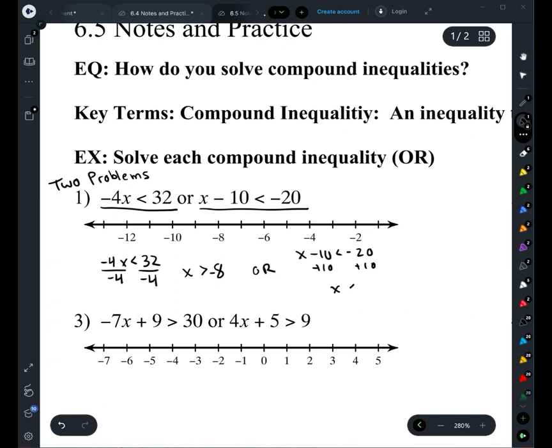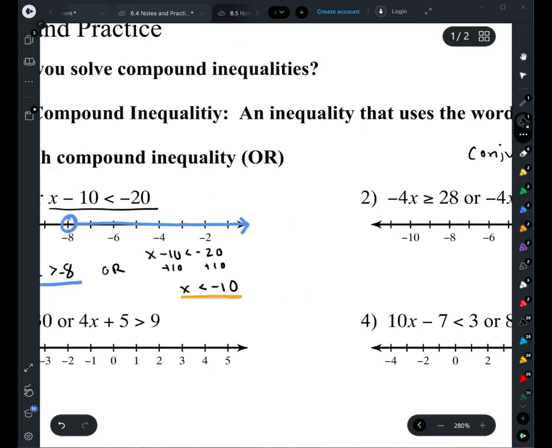Now we have two problems to graph on one line. So we're going to graph x greater than negative 8, everything to the right of negative 8, and x less than negative 10, and we have two little wings on our graph. And that's it. It's just two different things.